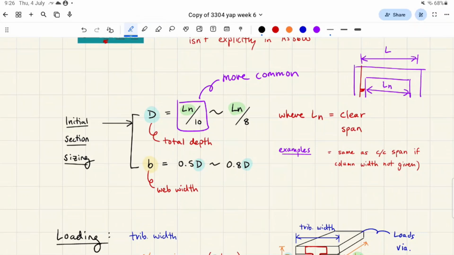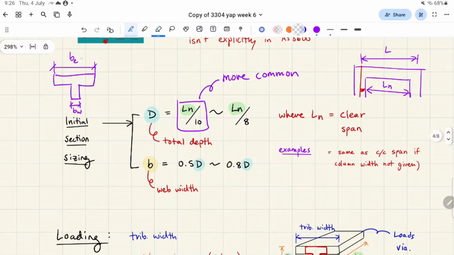I'm good. Okay, bet. The next one is the web width, right? So this is just written in the notes as B, but for a T-beam we have two Bs, right? We have BW and we have BF, the flange width. So we're just talking about BW for this value of B if we're designing a T-beam, right?